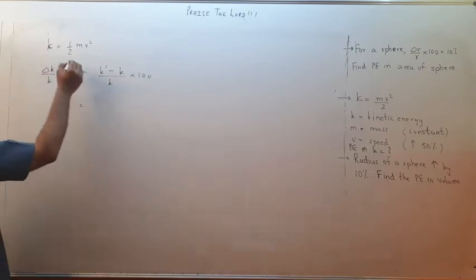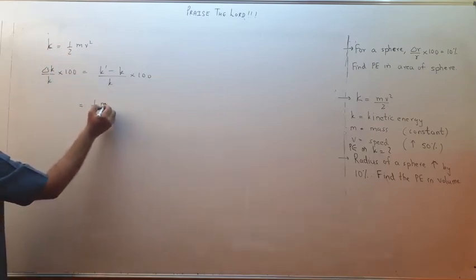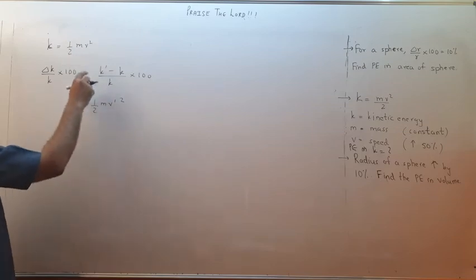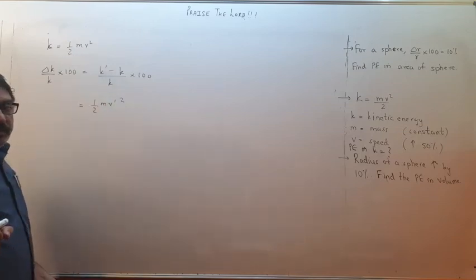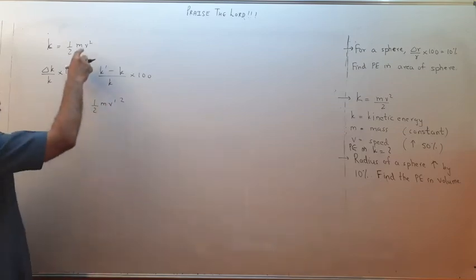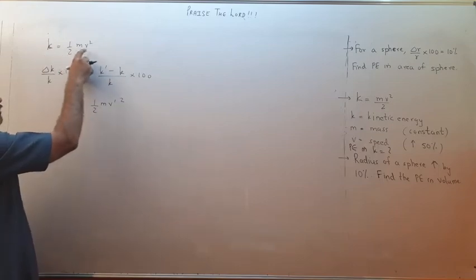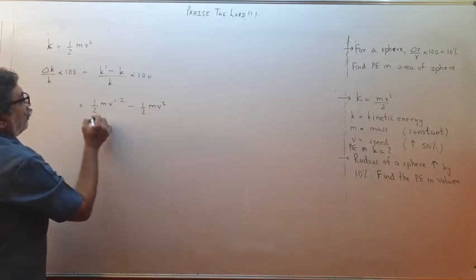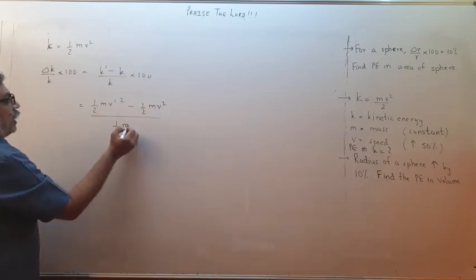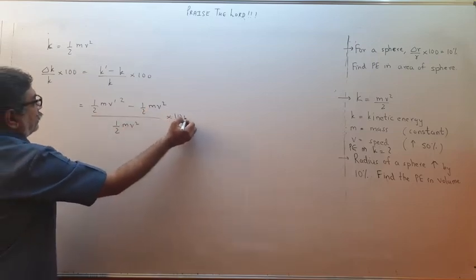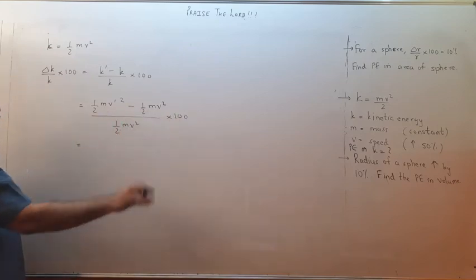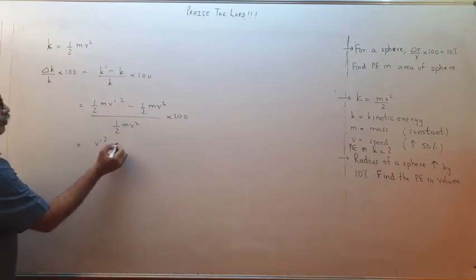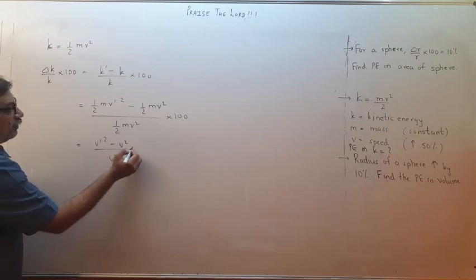So therefore in K dash what I will write? I will write half m v dash square. See, I am not writing half m dash because mass is not changing. Mass is remaining same. Speed is changing. So K dash minus K means half m v dash square minus half m v square upon half m v square into 100. Half m gets cancelled out. So v dash square minus v square upon v square into 100.